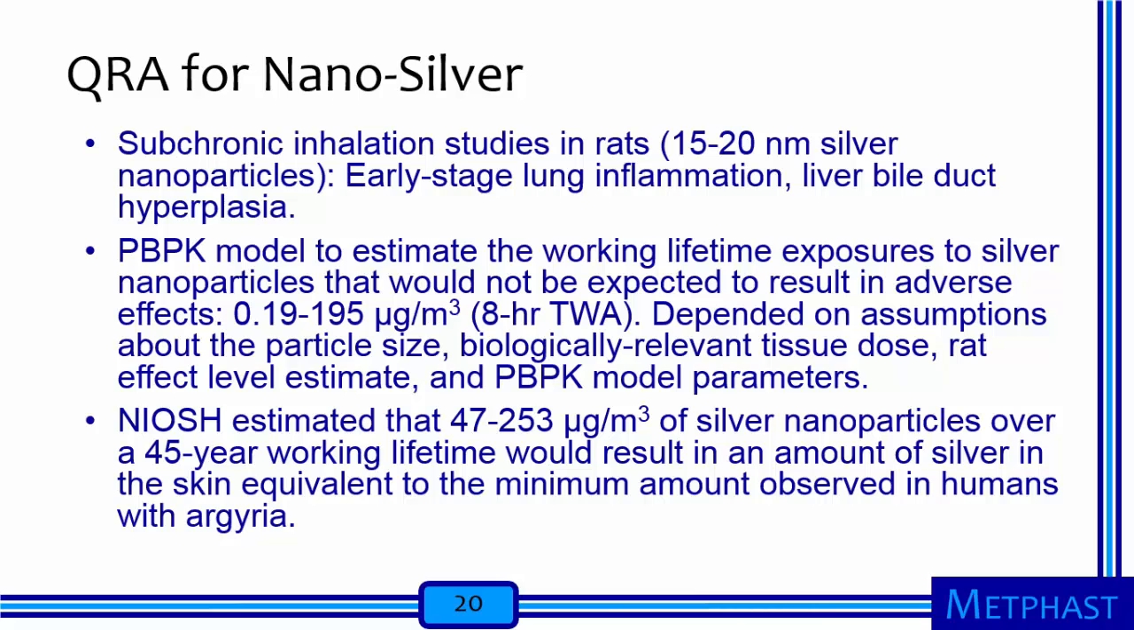However, this range of estimates depended on assumptions about the particle size, biologically relevant tissue dose, rat effect level estimate, and PBPK model parameters. Based on these, NIOSH estimated that exposure to a range of 47 to 253 micrograms per cubic meter of silver nanoparticles over a 45-year working lifetime would result in an amount of silver in the skin equivalent to the minimum amount observed in humans with argyria.